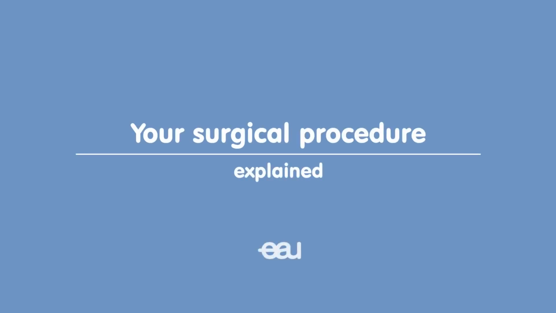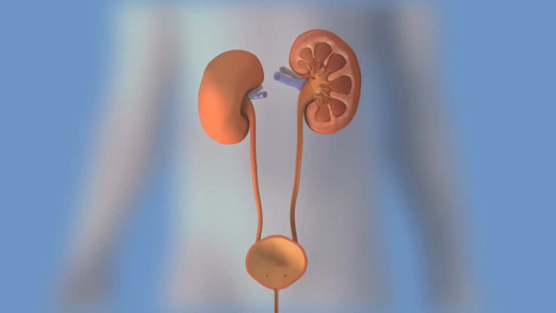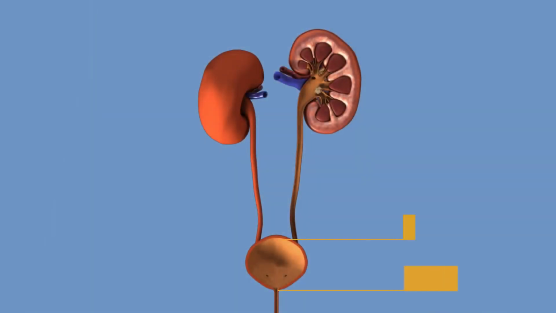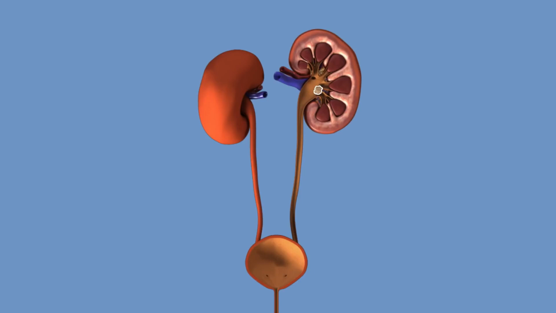Your doctor has recommended that you undergo a ureteroscopy. During this procedure, a ureteroscope with a tiny fibre optic camera is inserted through the urethra and bladder into the ureter or kidney. Ureteroscopy is used to remove kidney or ureteric stones and enables a direct view of the ureter and kidney to confirm or rule out other abnormalities. This animation shows the removal of a kidney stone.